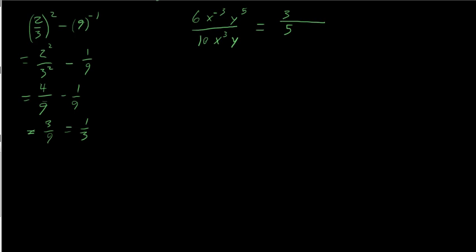This x to the negative third, we're going to need to move that to the denominator. So we're going to take it out of the numerator, and we're going to move it down here by the other x to the third. And then the y's, we're going to cancel this one out of the denominator, and we're going to subtract 1 from the one in the numerator.